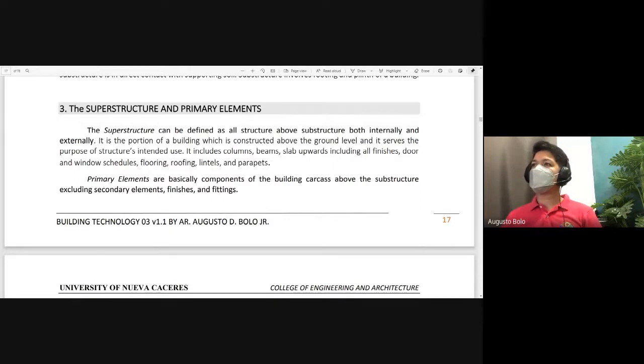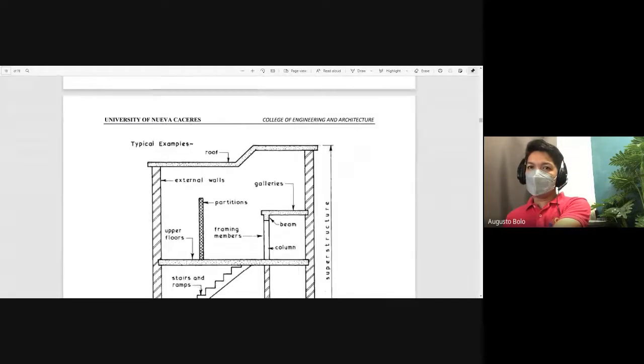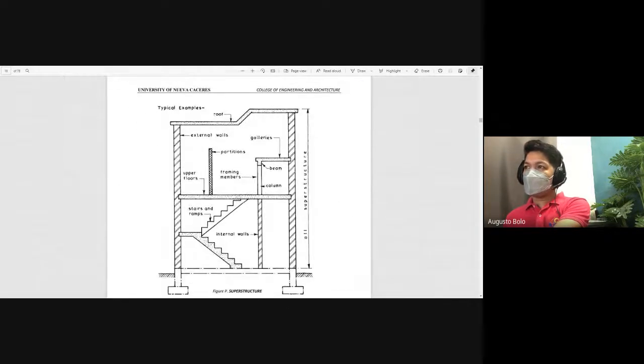We have these primary elements na basically components of the building carcass above the substructure, including secondary elements, finishes, and fittings. What are those? Okay. Allow me to zoom out a bit para makita natin yung pinaka part ng superstructure.